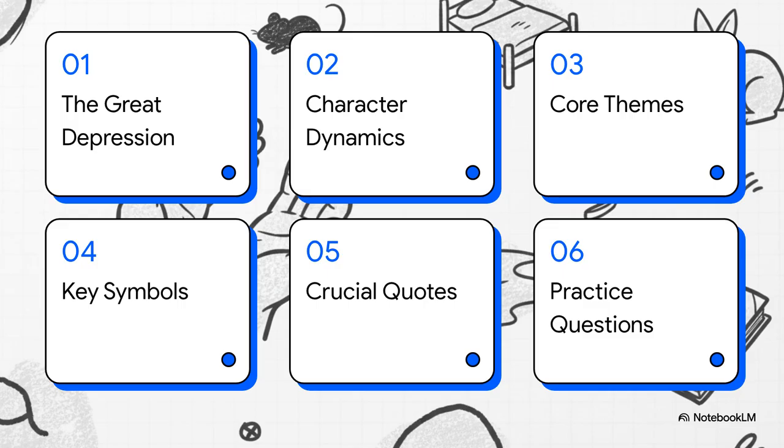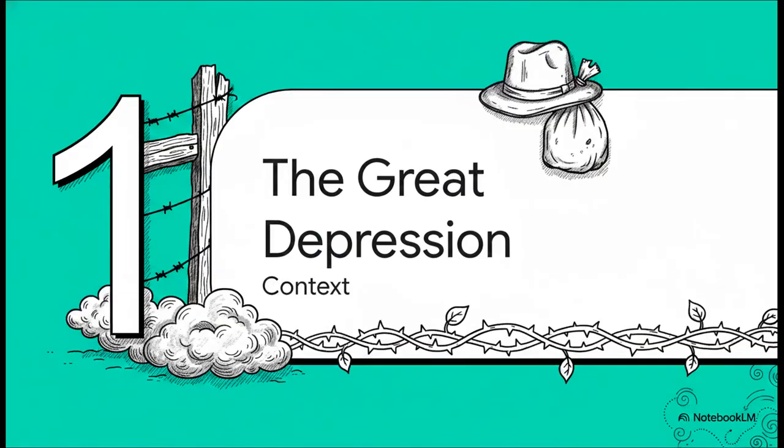Okay, so here's our game plan. We're going to quickly cover the context of the Great Depression, look at character dynamics, dive into the core themes, unpack some key symbols, lock down those crucial quotes, and finally tackle some real practice questions. Let's dive in. Section 1. Context. Specifically, the Great Depression.